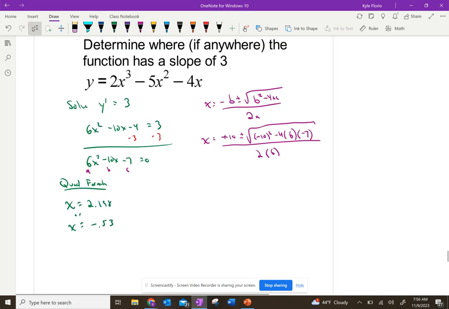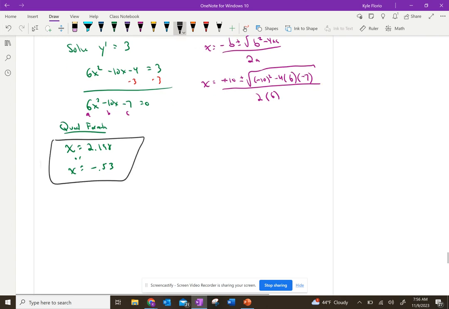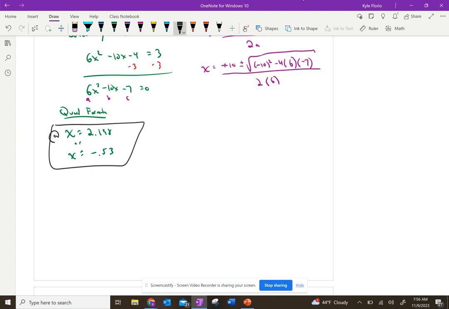The function has a slope of 3 at these 2 points. So at these x values, y has a slope of 3.